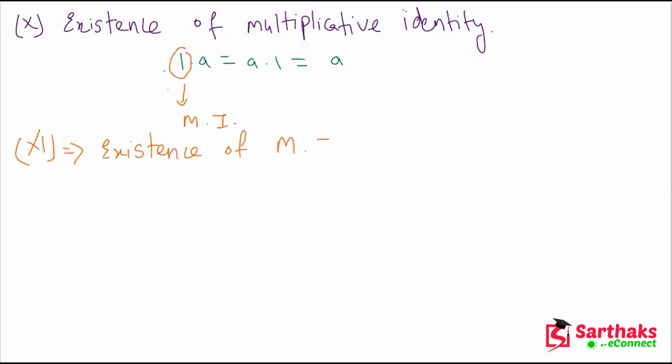Now the next property is the existence of multiplicative inverse. In this case, every non-zero real number A has its multiplicative inverse like this. If A is multiplied by 1 upon A, then we get 1. Okay, so the inverse is called the multiplicative inverse. Okay, I hope you get this point.